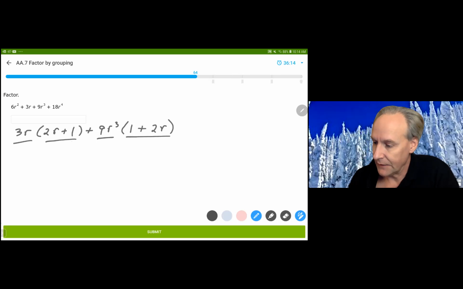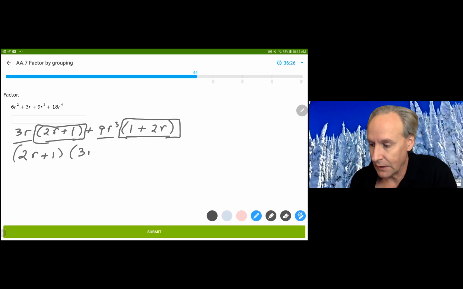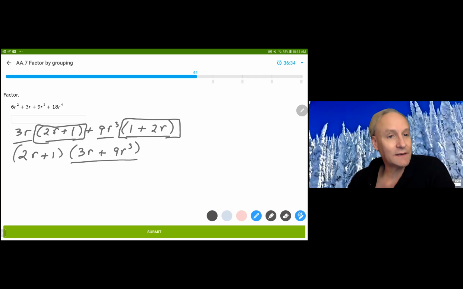So I'm going to take out the 2r plus 1. There's something else that's going to happen, so I just want to point this out. So I'm going to take out the 2r plus 1. And what's left inside is the 3r plus 9r cubed. Uh-oh, this can be factored some more, can't it? Or they were trying to trick you, weren't they?